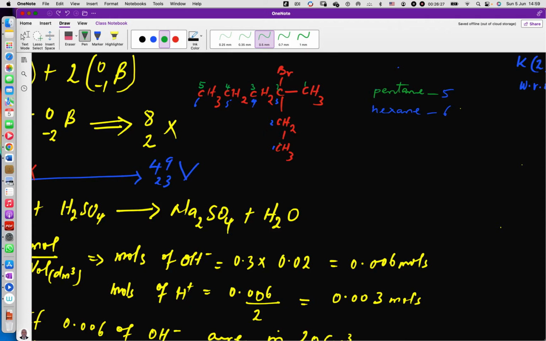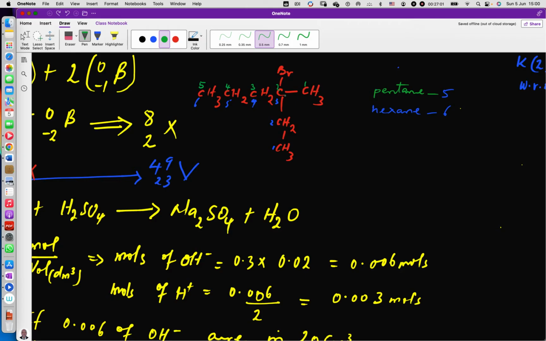Now let's see how we can number it and give the naming. Remember, there is a bromine attached. We have to number using the one in blue, because that is the longer chain, and that is the one given preference. In that case, the bromine and the methyl group are attached to the third carbon.